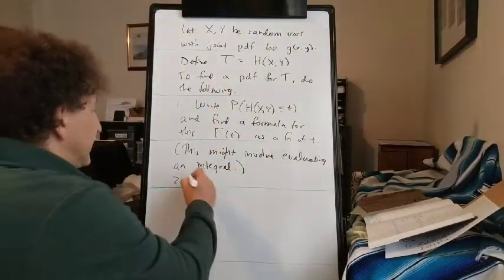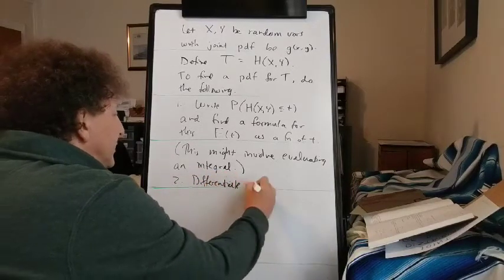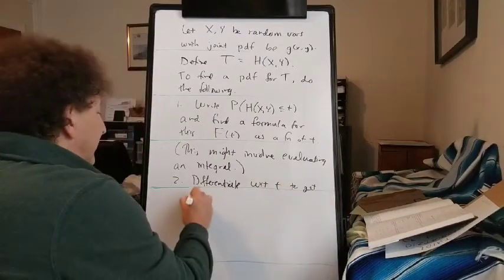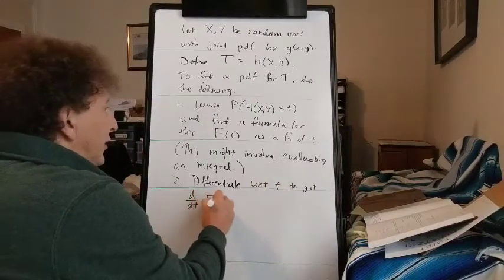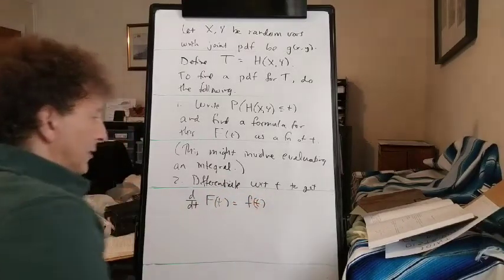And second, differentiate with respect to t to get the derivative of this function capital F of t, which equals the density function little f of t.